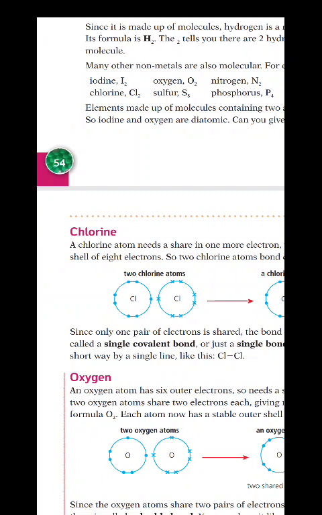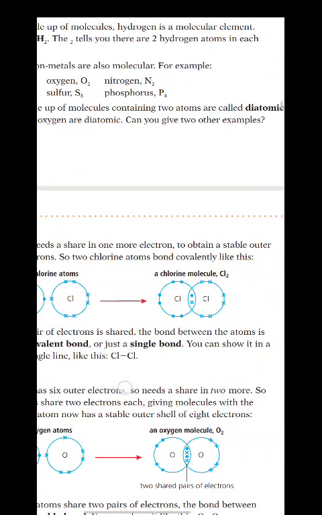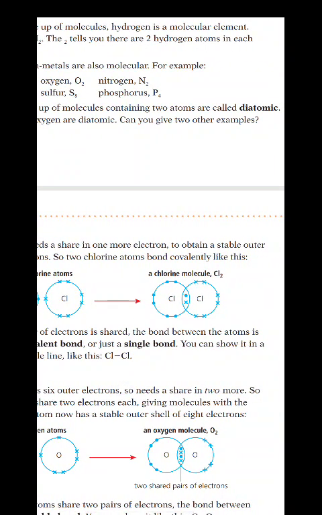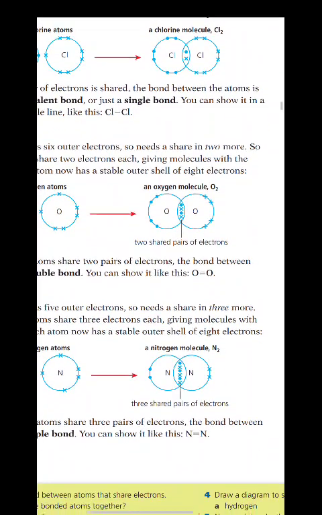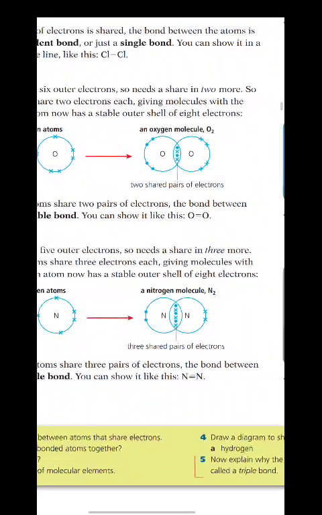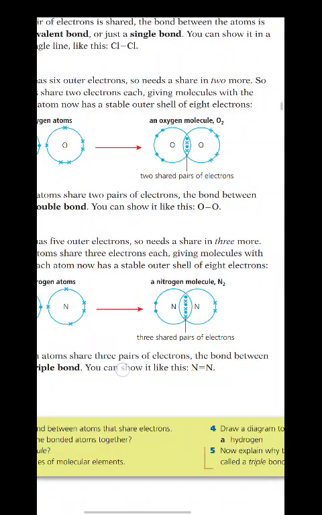Now let's look at single, double, and triple covalent bonds. A single covalent bond has a pair of electrons being shared. This is different to a single ionic bond. A single ionic bond involves one electron being transferred, but a single covalent bond involves 2 electrons being shared. A double covalent bond involves 4 electrons being shared, as you can see in this example of an oxygen molecule. And a triple covalent bond involves 6 electrons being shared.